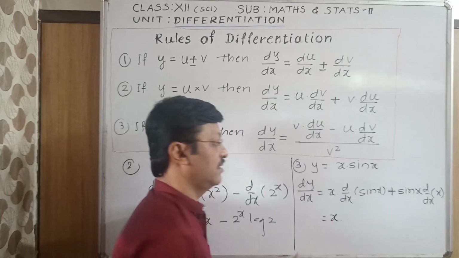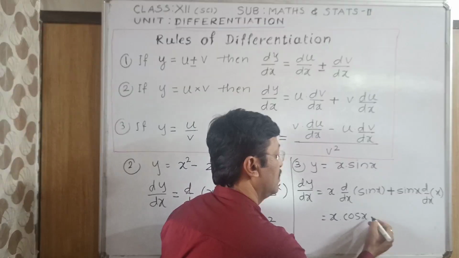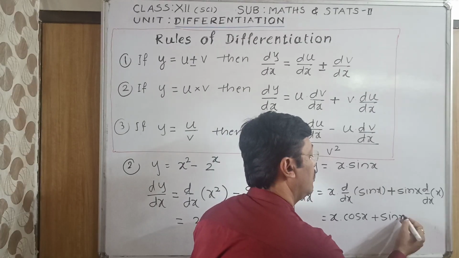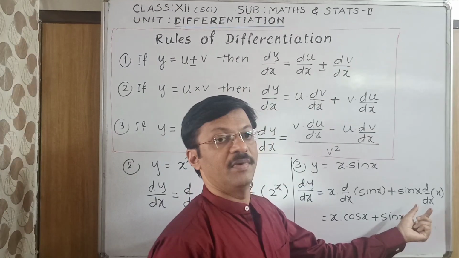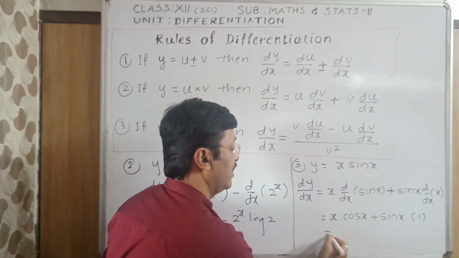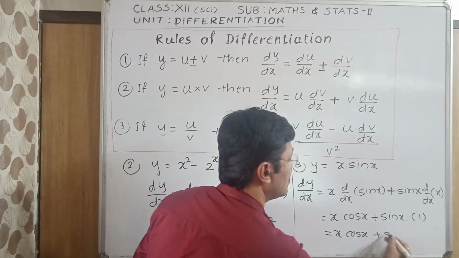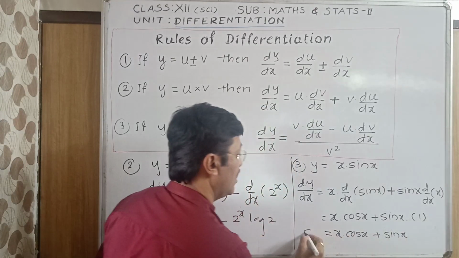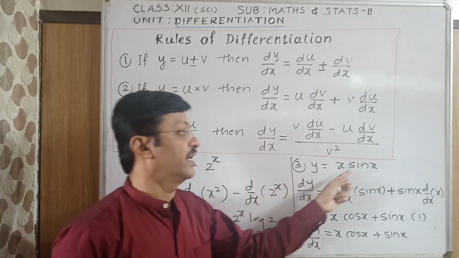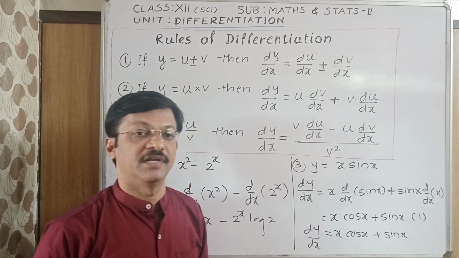So x is repeated, then d by dx of sin x, you know, is cos x, plus sin x as it is, into d by dx of x. You should remember that d by dx of x is 1. And if you finally write it in a nice form, x cos x plus sin x. So dy by dx in this example, where we had y is equal to x sin x, is found like this: dy by dx is x cos x plus sin x.